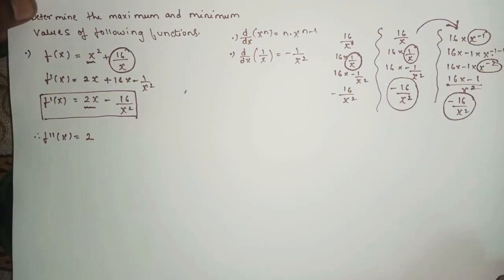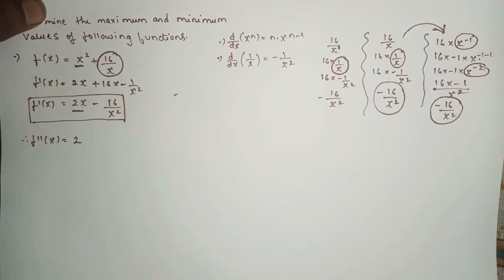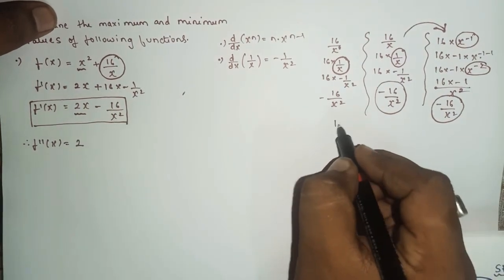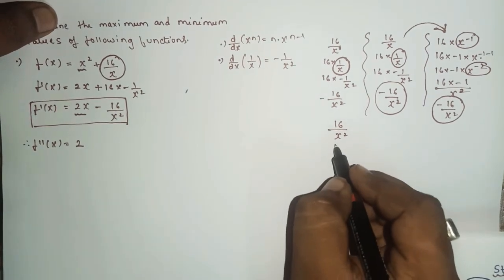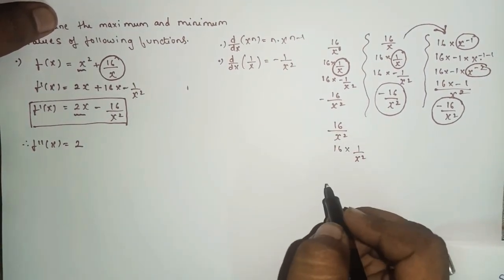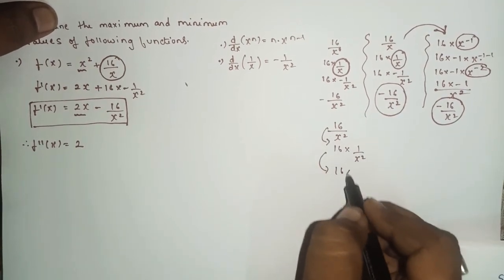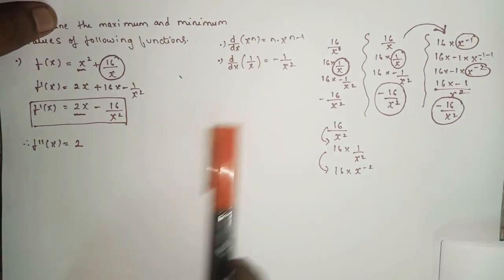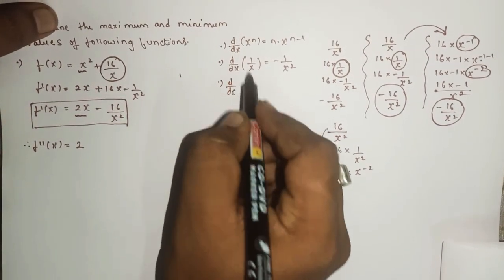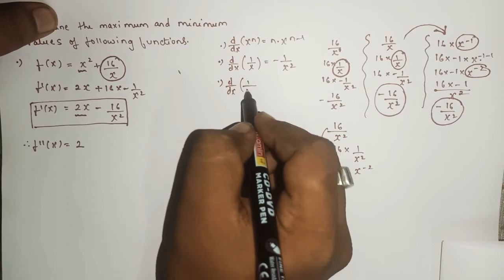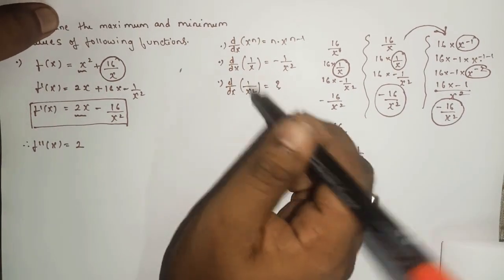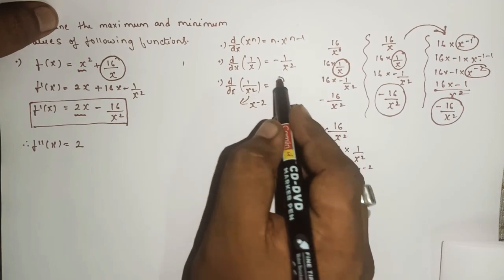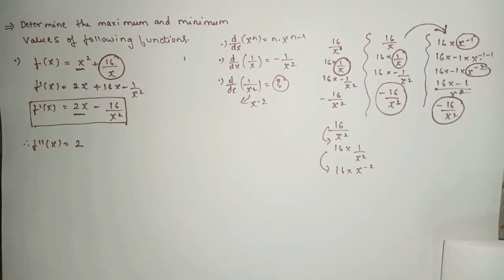Now we'll see how to find the derivative of 16 upon x square. We'll find the derivative of this part. Can I write this 16 upon x square as 16 into 1 upon x square? In the next step, can I write this 1 upon x square as x raised to minus 2? We have the ready-made derivative for 1 upon x, but we don't have a direct derivative for 1 upon x square. So to get the answer, we'll write this 1 upon x square as x raised to minus 2. Yes or no?